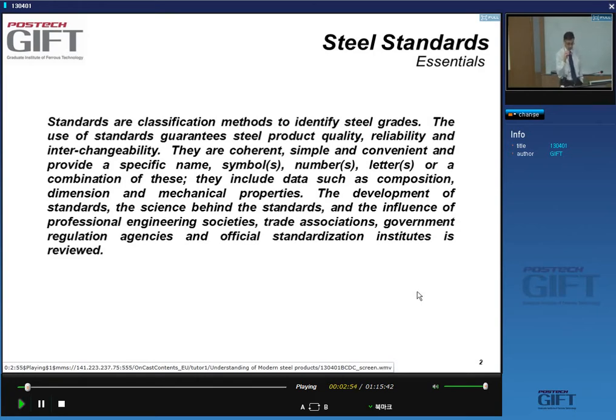So we'll be talking about where standards come from and how they're generated. Usually it's a mechanism that's pretty complex because everybody has his say. Of course, professional engineering societies have their say. Trade associations have their say. Government regulation has its say. And you also have standardization institutes whose job it is just to standardize about anything, from electricity to steel grades, right? So all these actors play a role in the standards.